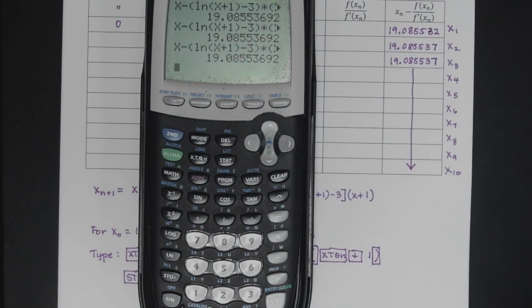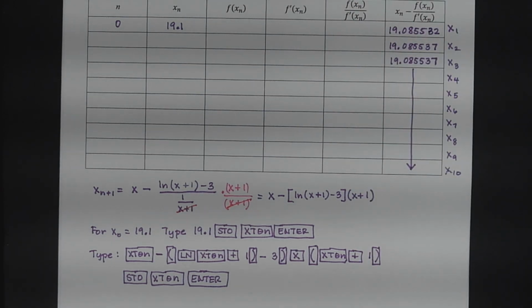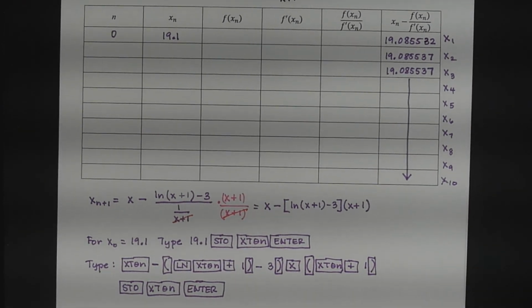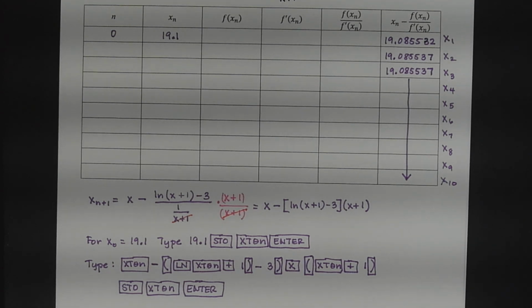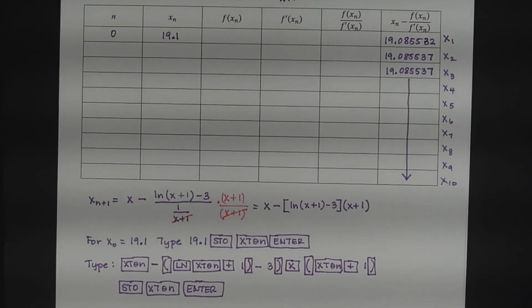So that tells me I have found the zero for the natural log of the quantity x plus 1 minus 3. So it'd be approximately 19.085537. That's how we use Newton's method to come up with the zeros of any function. And this came about when calculators were almost non-existent. These days with calculators, we can pretty much use the calculator or some type of computer program to come up with zeros of our function.